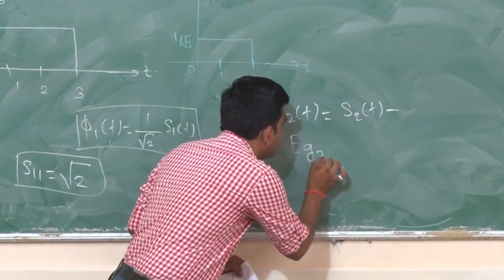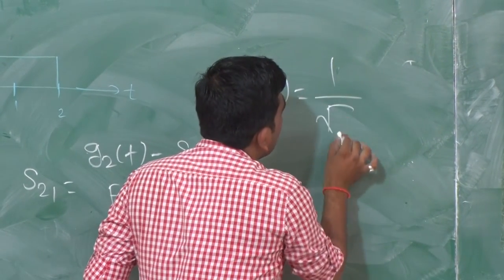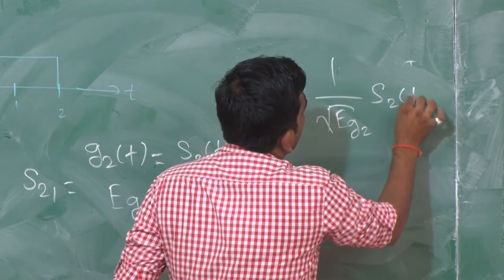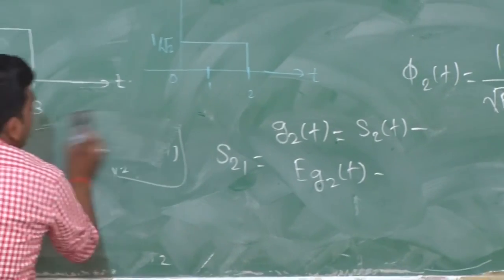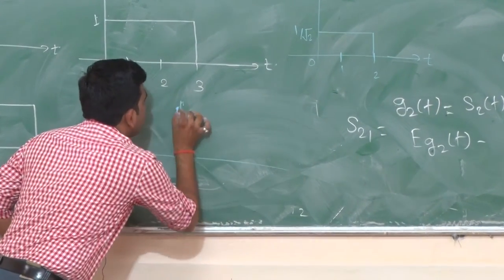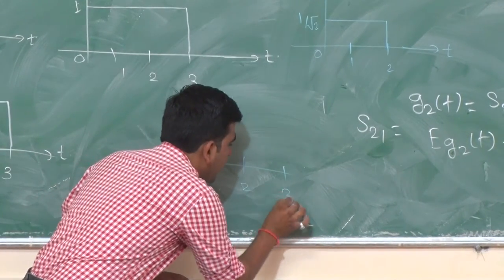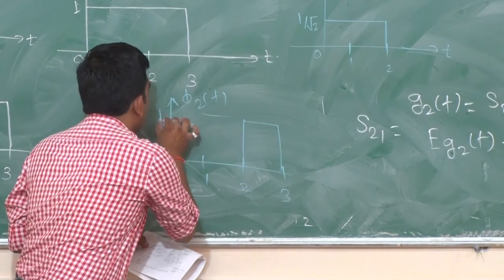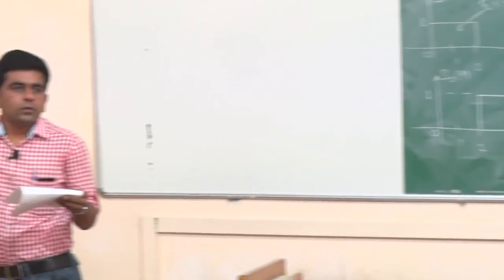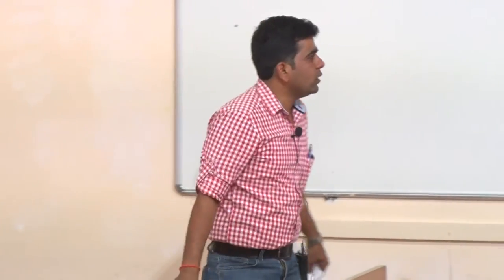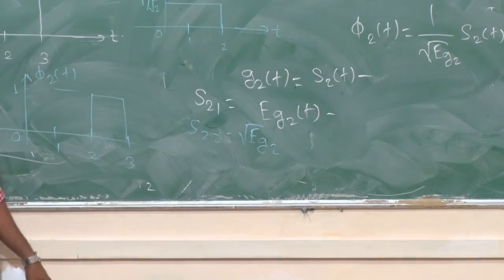So find out energy associated with this signal and we will get this second basis function phi 2 of t is equal to 1 by root EG2 into S2 of t. So here we will get second basis function phi 2 of t, over 0 to 3. So here S22, projection of second signal on second one, is root EG2, the root of the energy associated with the second intermediate function.